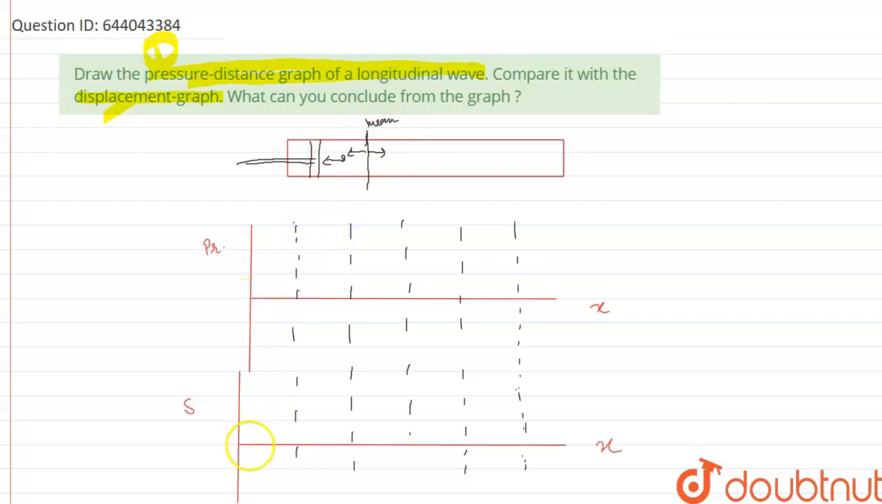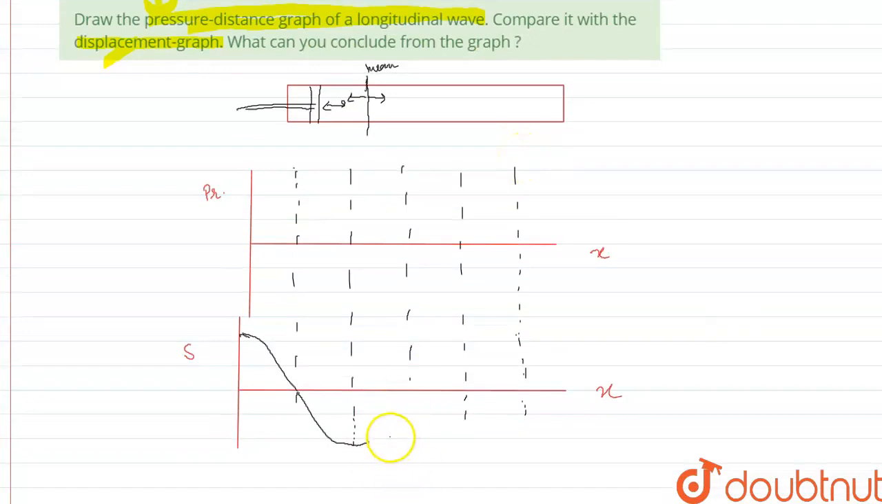Suppose I am drawing this displacement versus distance graph. If a particle is displaced fully, after some time it will be at the mean position, and after that it will be at its extreme on the left or the opposite side. Then again it will be at its mean position, and then again at its extreme position, and then again at its mean, and so on. So this is the displacement and distance graph.